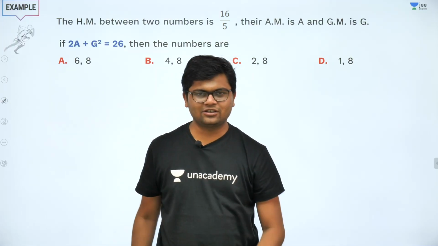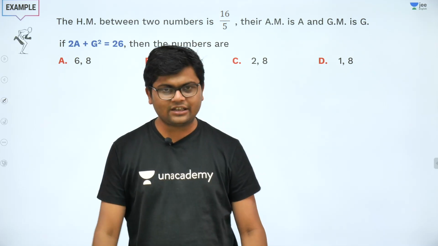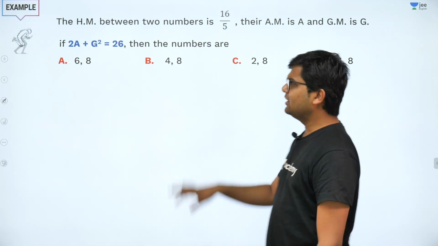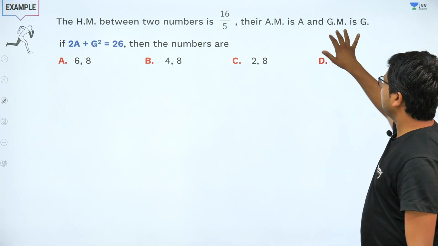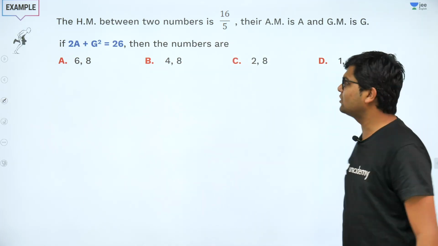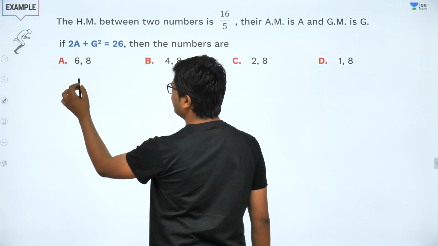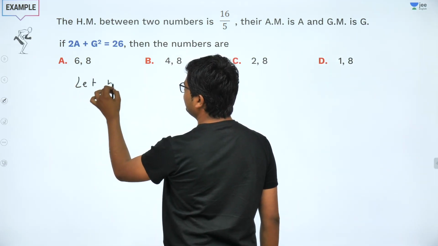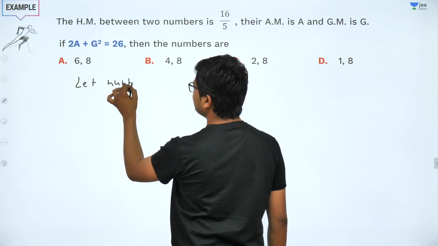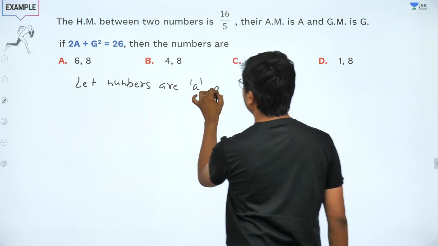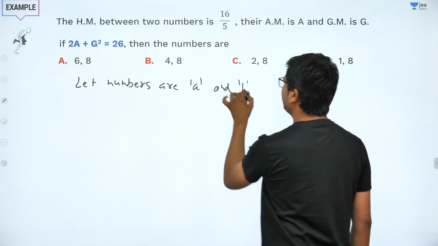This is a very simple question. This is a standard question that you can solve very easily. So just try it. The harmonic mean between two numbers is 16 by 5. Their AM is A and GM is G such that 2A plus G square is equal to 26. The numbers are. So I am writing only the harmonic mean. Let the numbers be small a and small b. You can let them as any values.